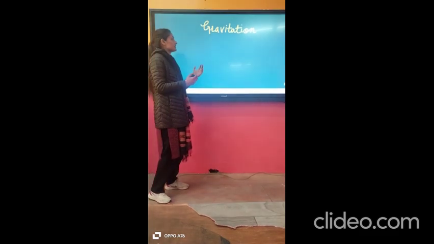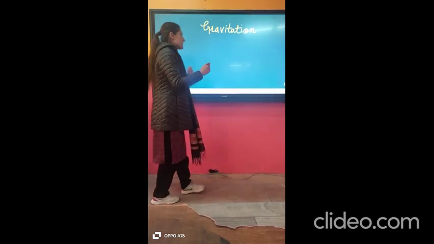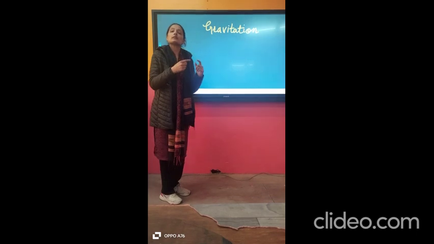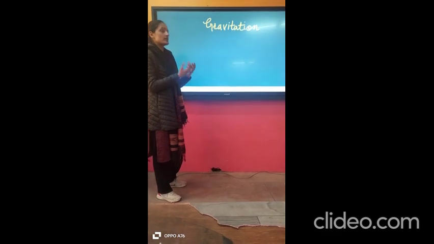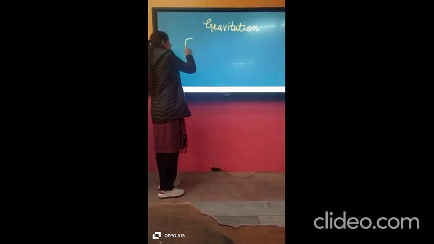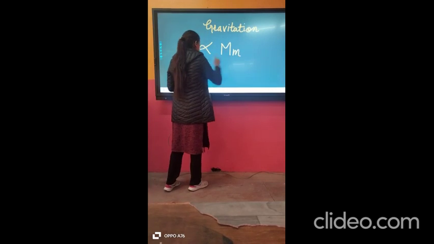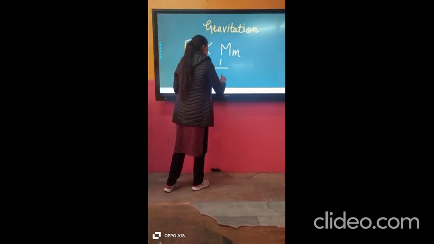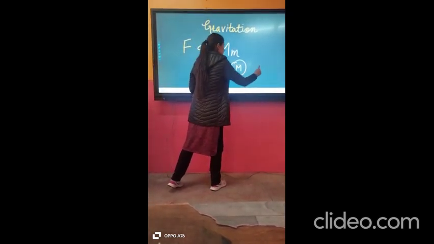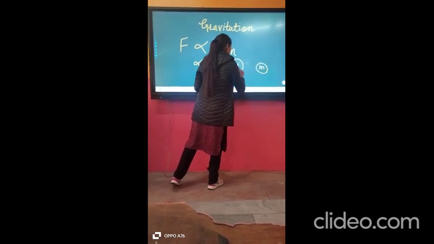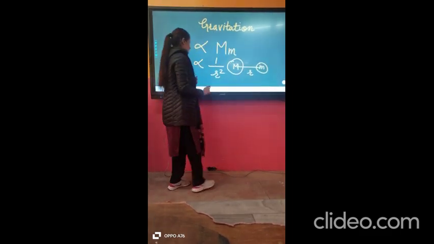Let's move further. Gravitational force is a central force. It always acts from one body to another body, from center to center. Now what is the concept given by Newton? Newton said that this gravitational force is proportional to the product of masses and inversely proportional to the square of distance. Suppose I have two bodies, one of larger mass and another of smaller mass. This force acts from center to center, so it is a central force.